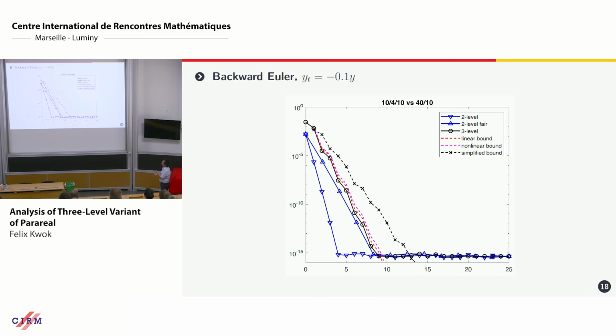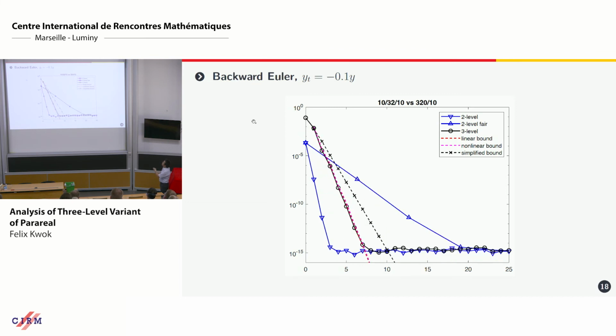And then I have 2 dotted lines, one red and one pink, and they're pretty close for this one, but one of them is the linear bound, and the other one is the nonlinear bound. You see with the nonlinear bound, you lose a little bit. Here, it's not so serious. And then the simplified bound, because I also dropped some terms, is a little bit worse. Now I'm comparing 40 and 10 coarse and fine intervals for the 2-level, and then for the 40 I split it into 10 and 4 in order to get the 3-level, and then I increase the middle one.